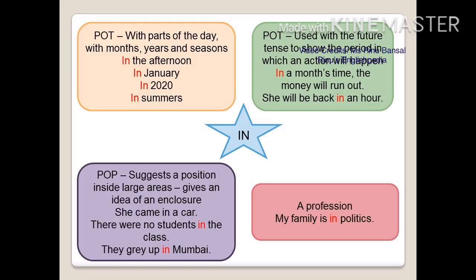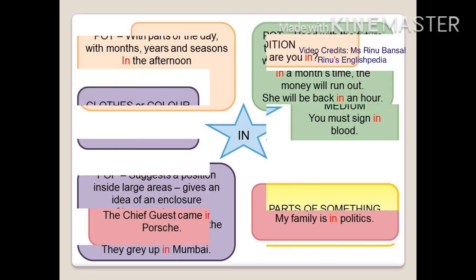As a preposition of place, it can suggest a position inside large areas. It gives an idea of an enclosure. For example, she came in a car, or there were no students in the class, or they grew up in Mumbai. All these examples give an idea of an enclosed place. In is also used when we are talking about professions. For example, my family is in politics.